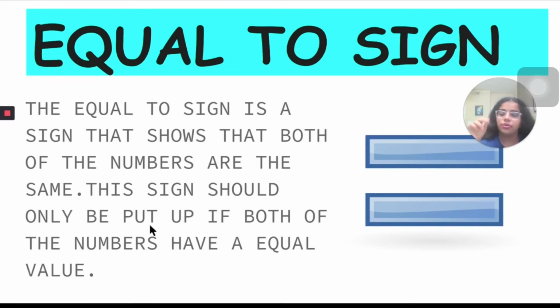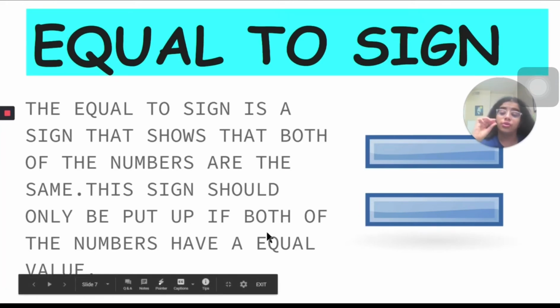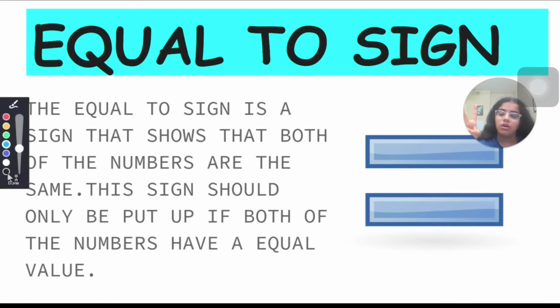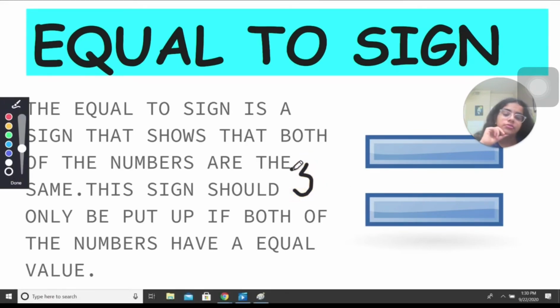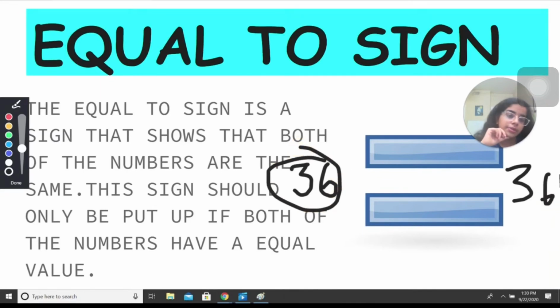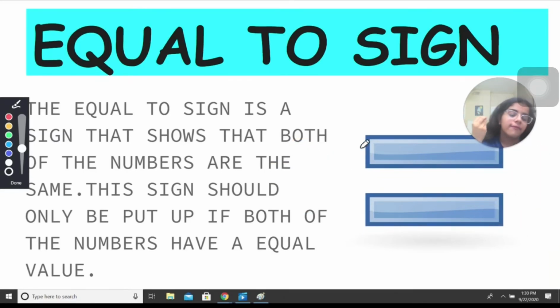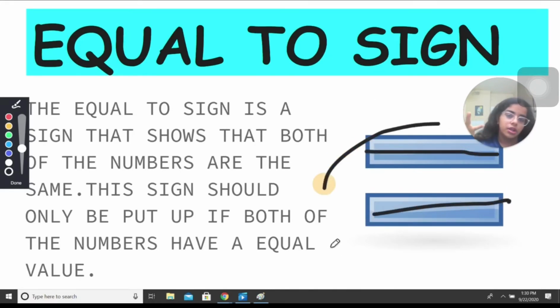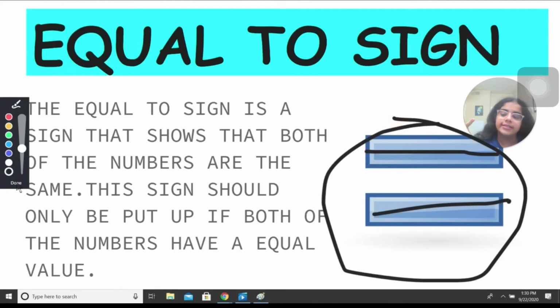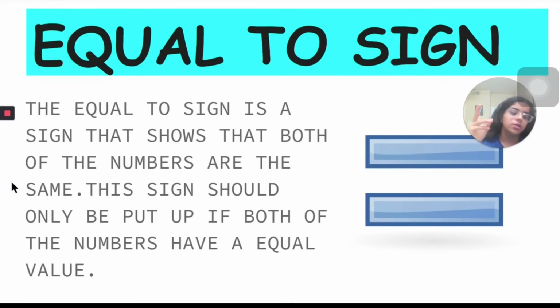This sign should only be put up if both of the numbers have the equal value. So let's say I have 36 up here and 36 up here, then we would have an equal to sign because both of these numbers are the same and they both have the same value. So we would put an equal to sign.